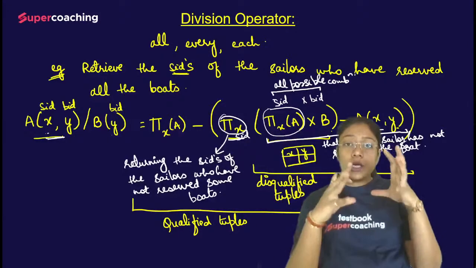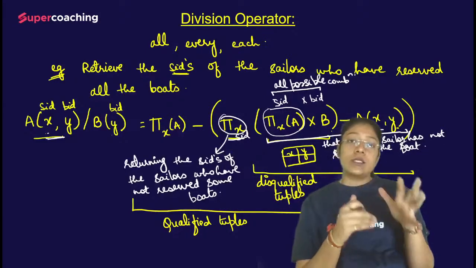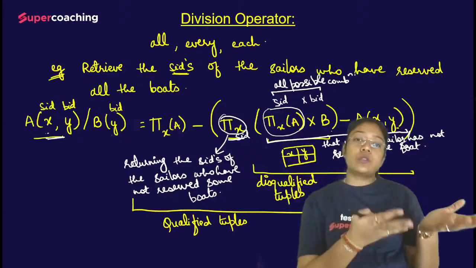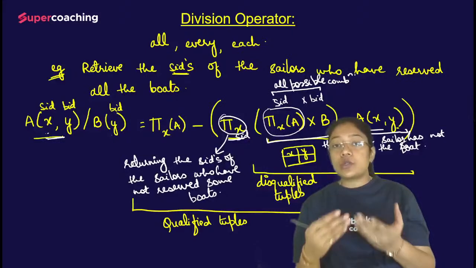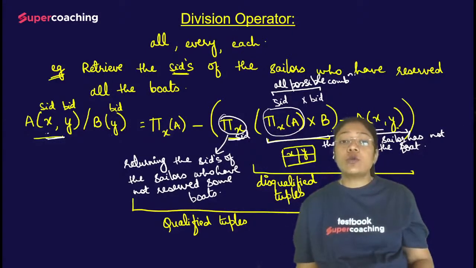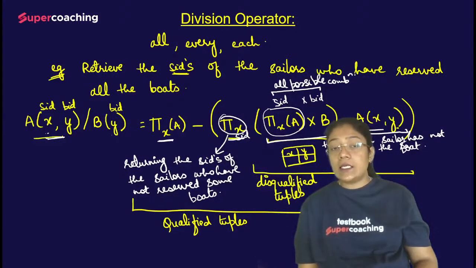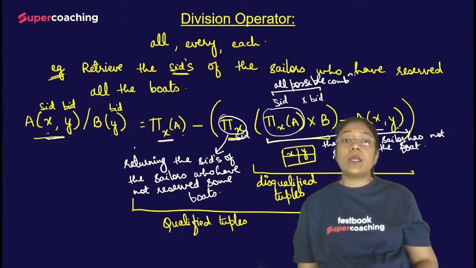So from the total set of SIDs means जिन्होंने सारी boats reserve की हैं वो भी आ जाएंगे, जिन्होंने कुछ boats reserve नहीं की वो भी आ जाएंगे. So from all the possible SIDs, we are subtracting the SIDs of the sailors, those who have not reserved some boats. So ultimately after this difference, we will be coming up with the SIDs of the sailors, those who have booked every boat.